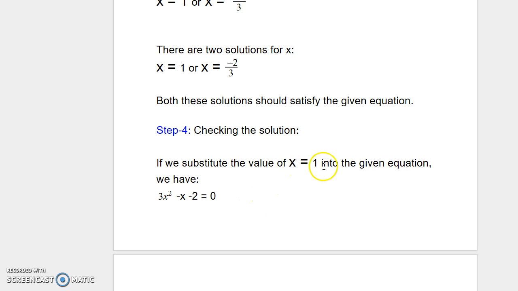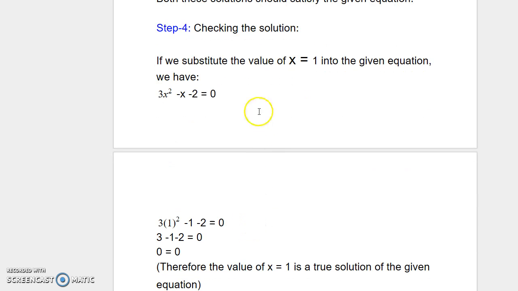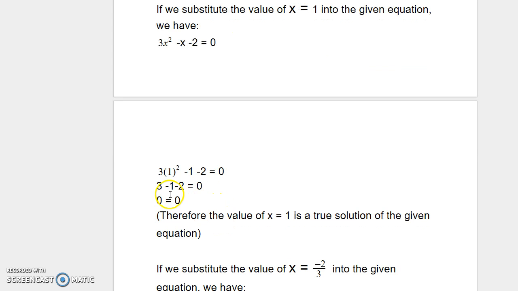First, let us substitute the value of x equal to 1 into the given equation and see if the left-hand side equals the right-hand side. Okay, so we'll substitute the value of x equal to 1 in the given equation. Our given equation is 3x squared minus x minus 2 is equal to 0. 3 times 1 raised to the power of 2, minus 1, minus 2 is equal to 0. So 3 times 1 raised to the power of 2 is 1 times 1, which is still 1. So therefore 3 minus 1 minus 2 is equal to 0. 3 minus 1 plus minus 2 is -3.